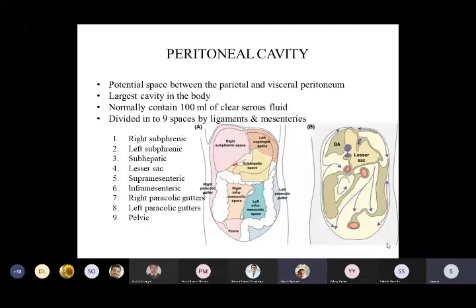That is the right subphrenic and left subphrenic spaces, as in figure A. There is the right subphrenic space along the right side of the liver, and the left subphrenic space along the left side of the liver, and the subhepatic space. And the lesser sac, which you can clearly see in figure B. Then supramesenteric, inframesenteric, right paracolic gutter, left paracolic gutter, and the pelvic.